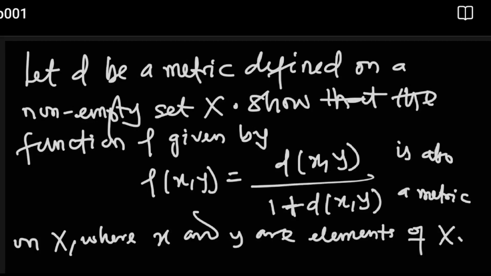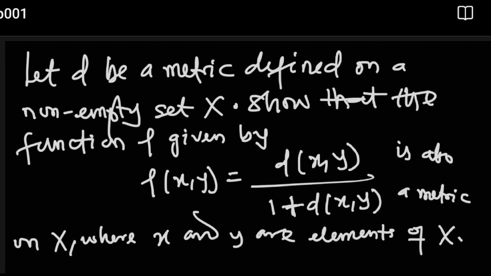Alright, so I want to solve one more problem on metric because I noticed this in one of the past questions, and I found it interesting. So we have this question. We are given a metric d which is defined on a non-empty set X. We want to show that this function rho is also a metric.